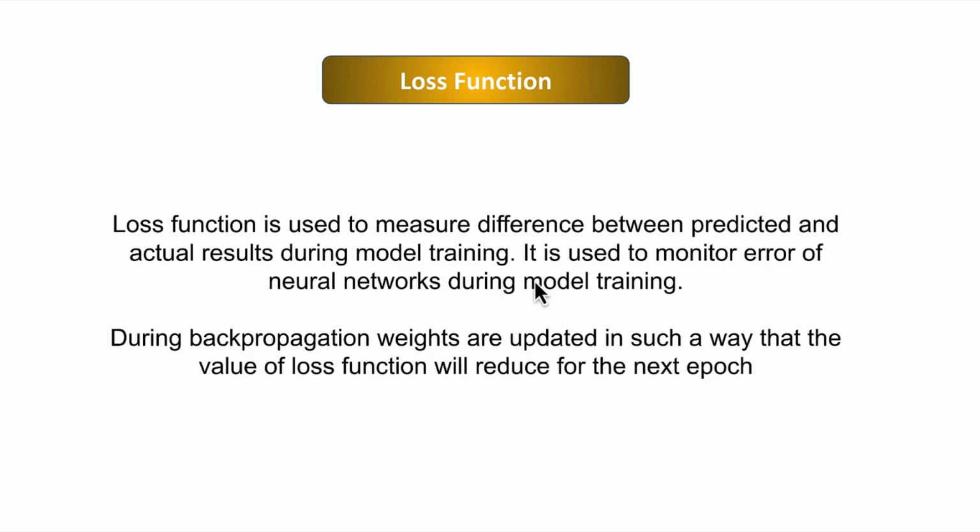As I told you earlier, when we are passing input data at the input layer and calculating the value of neuron at the output layer, there we are comparing that predicted value with the actual value. So there, to calculate difference between the predicted and actual value, we use this loss function. And it is also called error of neural network because it is indicating the difference between actual and predicted results. And during backpropagation, we are updating the weights in such a way that the value of this loss function is going to reduce for the next epoch.